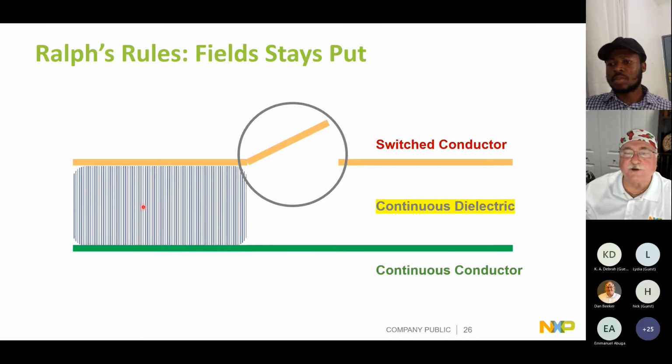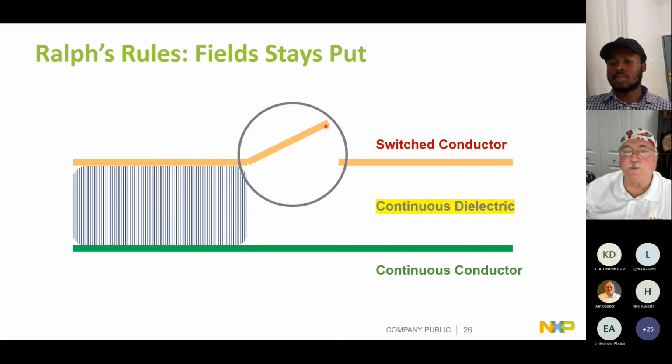Next to that is the continuous dielectric, and that's the space where the energy moves through. So starting at the power supply, there's a dielectric that has to be continuous next to the continuous conductor. So two of the three components are already defined in where they need to be in your circuit board. Then you have a switch.